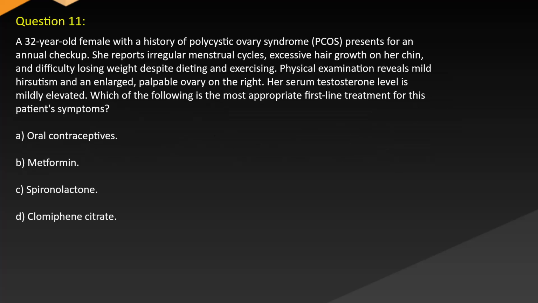Question 11. A 32-year-old female with a history of polycystic ovary syndrome (PCOS) presents for an annual checkup. She reports irregular menstrual cycles, excessive hair growth on her chin, and difficulty losing weight despite dieting and exercising. Physical examination reveals mild hirsutism and an enlarged, palpable ovary on the right. Her serum testosterone level is mildly elevated.